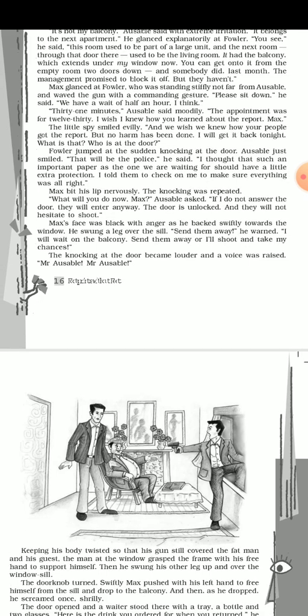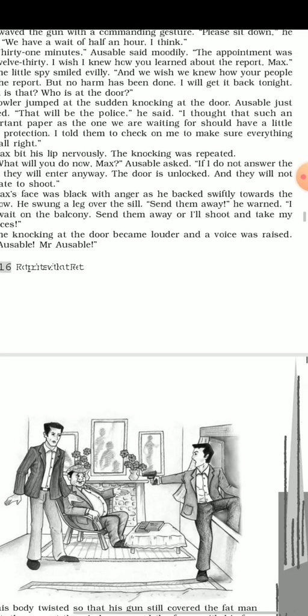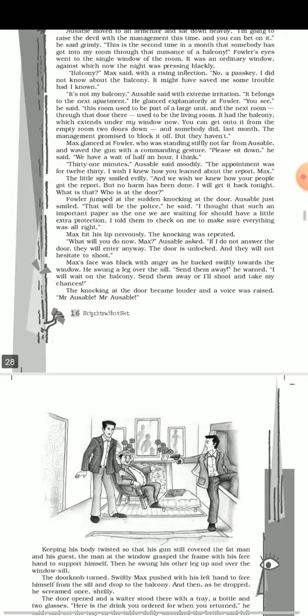So next paragraph he says, Max's face was black with anger as he backed swiftly. Swiftly means with speed. Max's face became black with anger. He got very angry as he backed swiftly towards the window. Probably from where he had come, he has got a pass key to enter Ozable's room. So Max here, as you can see, is about to go out from that room through the window where a balcony is supposedly there, according to Ozable, right? So what happens next?